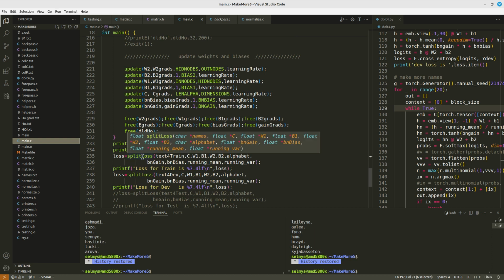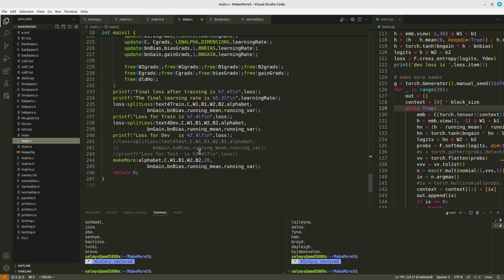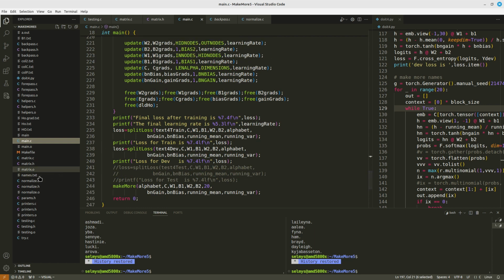And remember the split loss, we divide the original names into 3 groups. One group is used for training, which is 80% of the names. Then we have another group for development, which is 10% of the names. And we have a testing group that has 10% of the names. And then we can go into the testing function, which is down here.